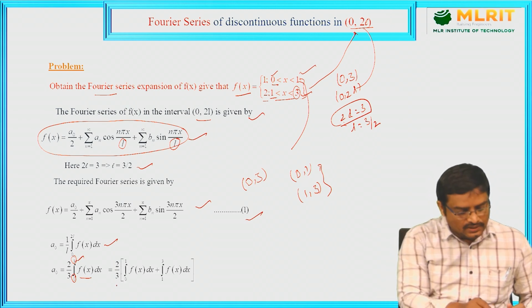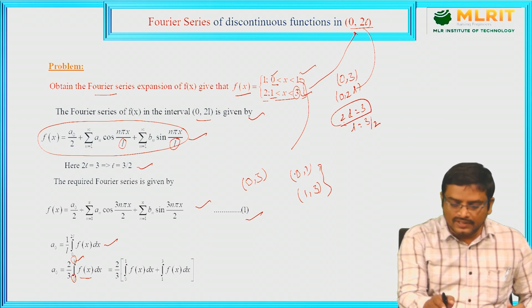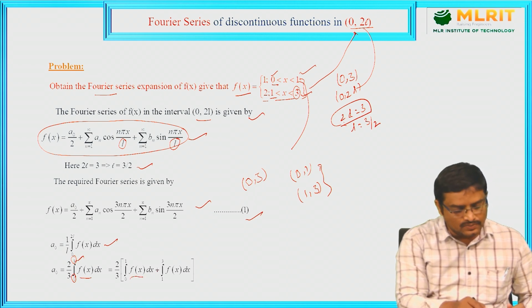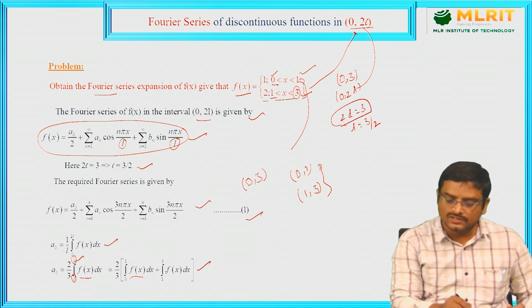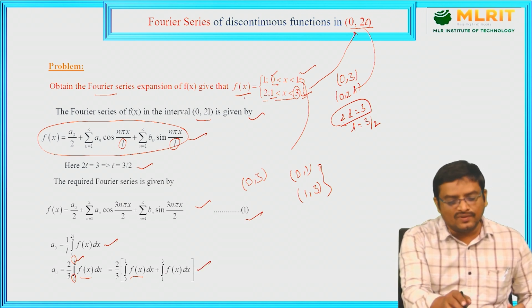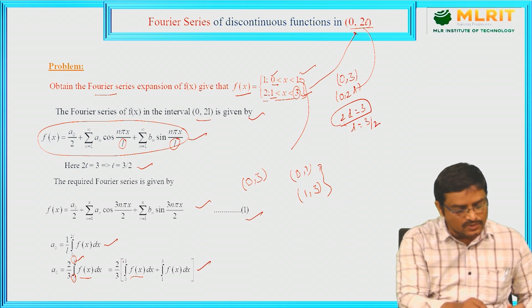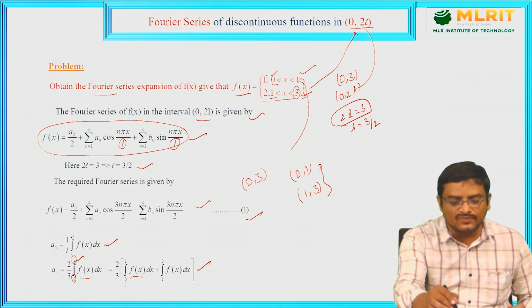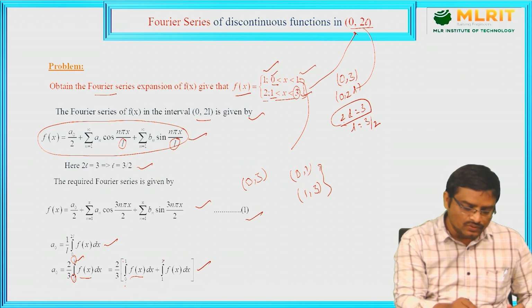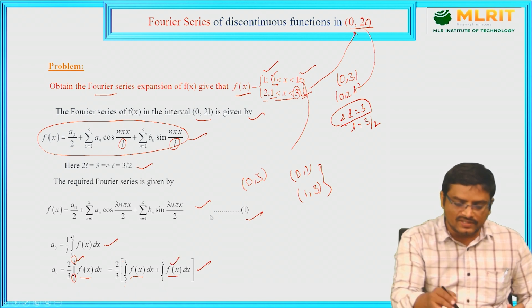So 2/3 integral 0 to 1, that is the first subinterval we have considered, f of x dx plus integral 1 to 3 f of x dx, this is the second subinterval here. Now for each interval we know the value of f of x. Whenever x lies between 0 to 1, we replace f of x with 1. Whenever x lies between 1 to 3, we replace f of x with 2.